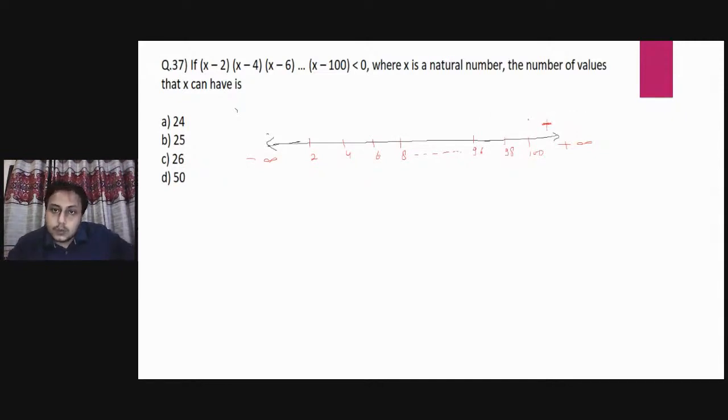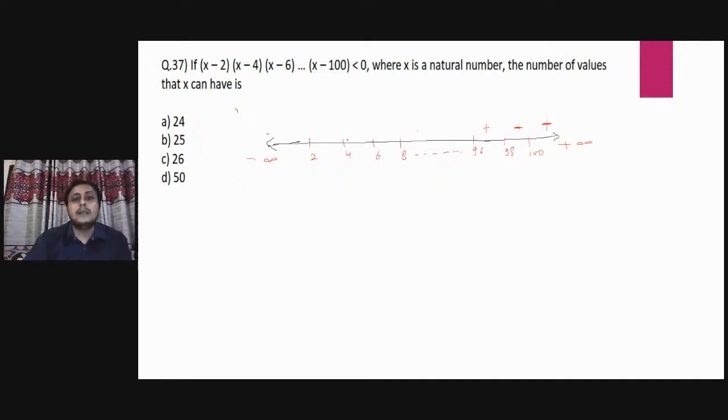And when you move to the next interval, the first region is 100 to infinity. So start with a positive sign. In the next interval, means 98 to 100, the sign will change, means negative. In the next interval, again, 96 to 98, the sign will change, means positive. Positive, negative, positive. The concept has already been covered in classes, right? Positive, negative, positive, like this.